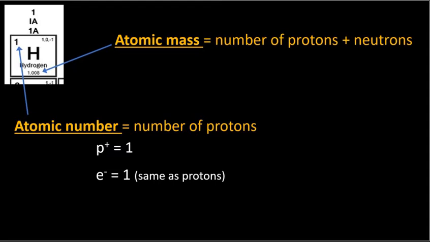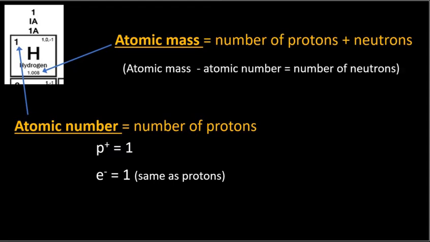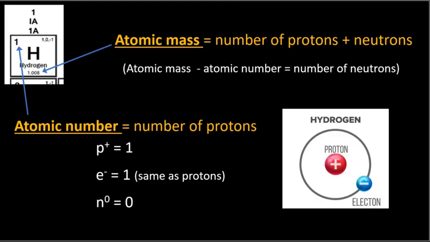In order to figure out neutrons, remember what you do is the atomic mass minus the atomic number, and you always round the atomic mass to the nearest whole number. And if you have 1 minus 1, you should get that the neutrons are 0 in hydrogen. And you should have the basic structure of hydrogen with a proton in the center and a single orbit with a single electron.